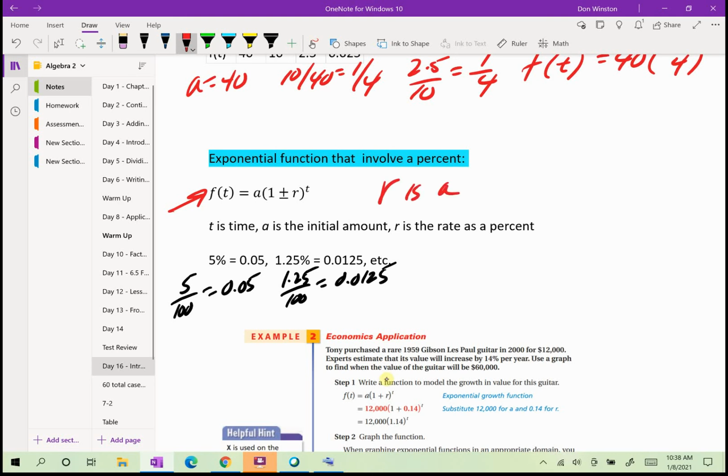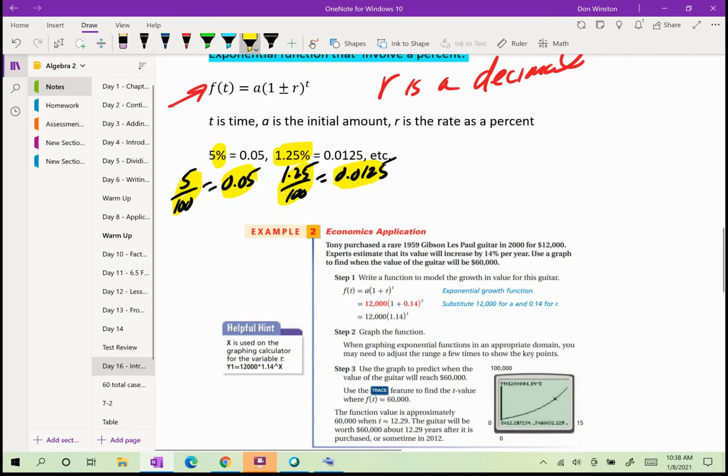R is a decimal. So just to recall, how do you convert percent to decimal? If you have 5%, that's 5 per 100. And so you take 5 and you divide it by 100, and that will give you 0.05. If you had 1.25%, that's 1.25 divided by 100, and so that would be 0.0125.